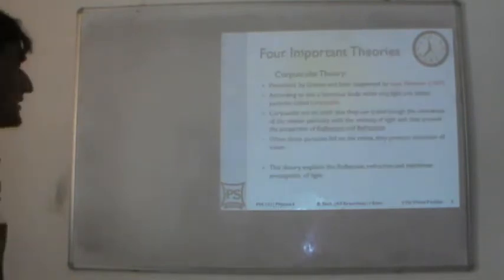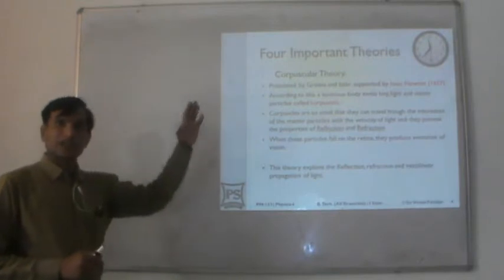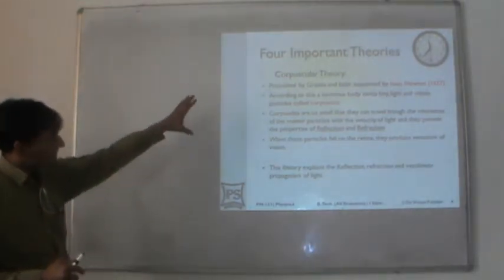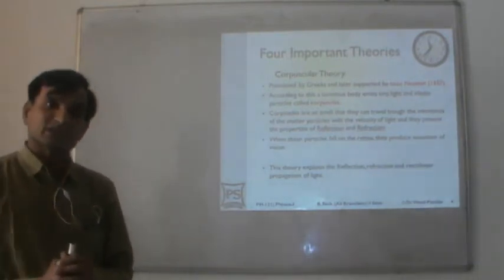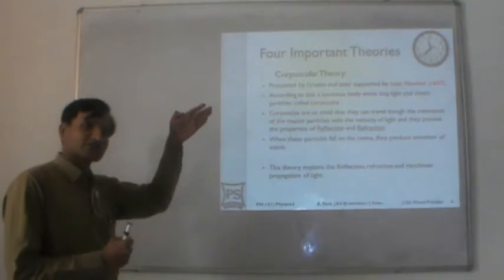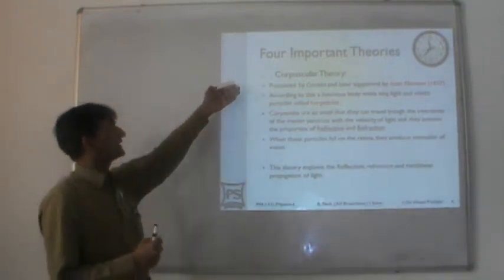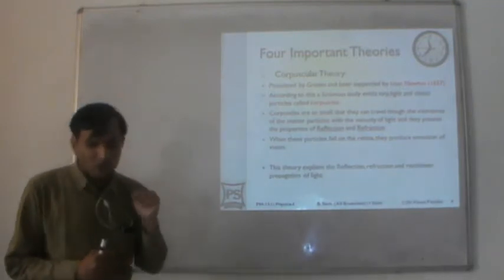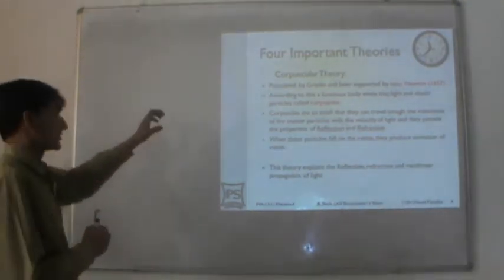Now, to start the discussion of various phenomena associated with light and various laws, I will just go through certain important developments in the history of light: what light is, how it behaves, and so on. There are some important theories, and mainly there are four important theories. The first one is a very old one, which is due to Newton, or the credit goes to Newton anyway.